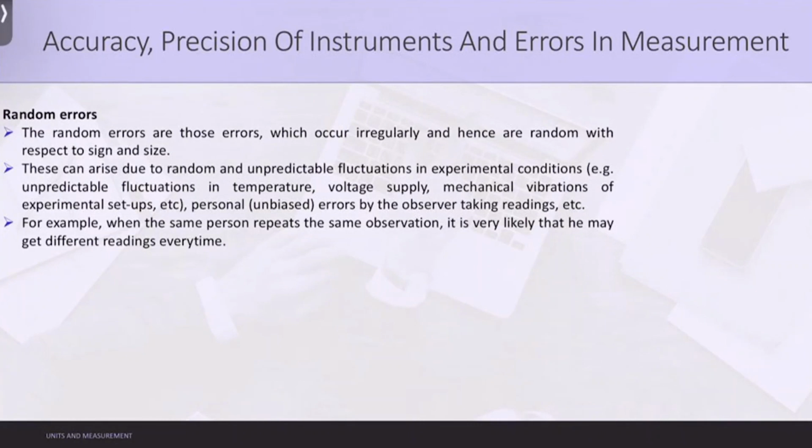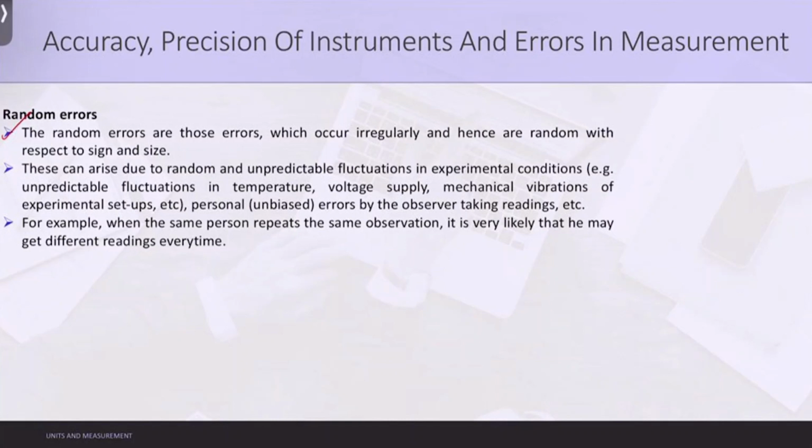The random errors are those errors which occur irregularly and hence are random with respect to size and sign. These can arise due to random and unpredictable fluctuations in experimental conditions. So how can they arise? They can arise due to random and unpredictable fluctuations in experimental conditions, for example, unpredictable fluctuations in temperature, voltage supply, mechanical vibrations of experimental setups, etc.